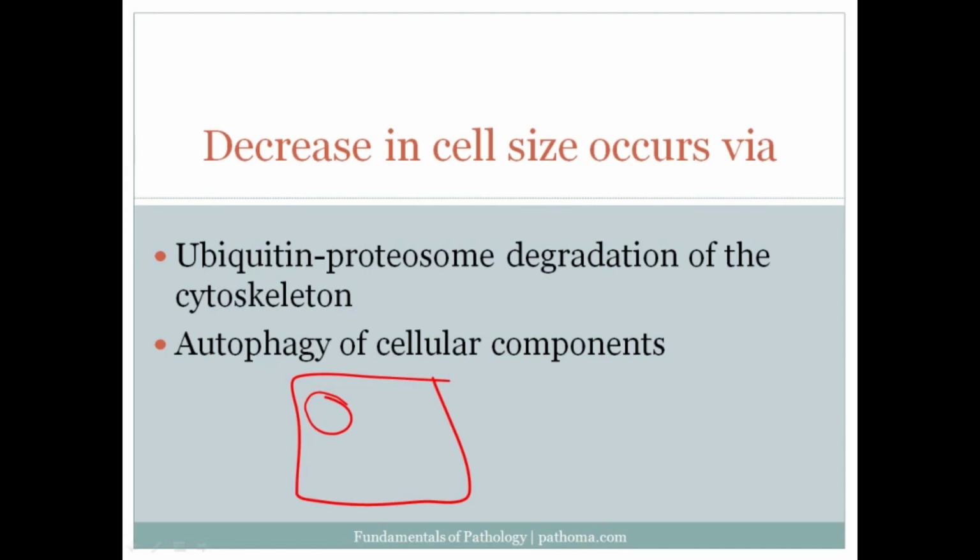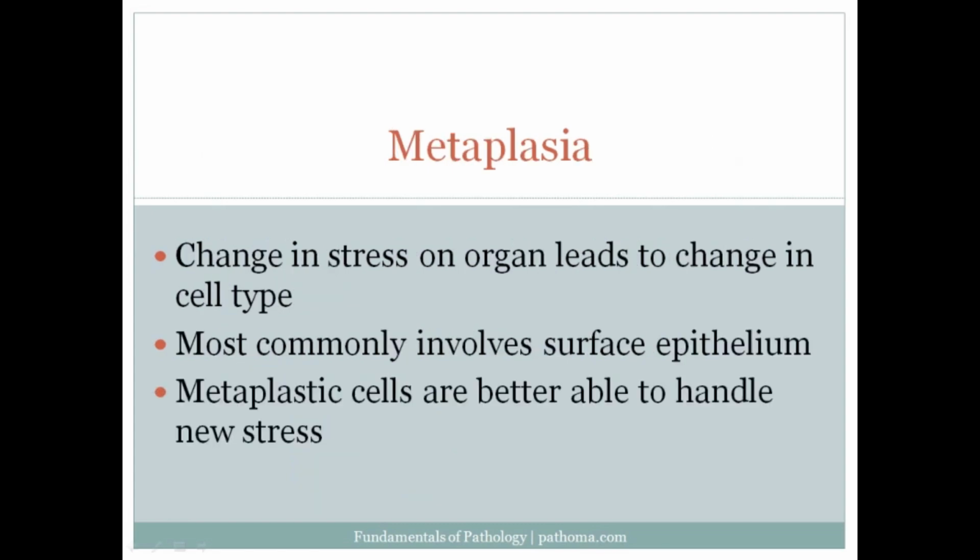So two mechanisms by which the cell size decreases. Number one, ubiquitin proteasome degradation pathway, and number two, autophagy of cellular components. The third growth adaptation, which is also relatively high yield, is metaplasia.